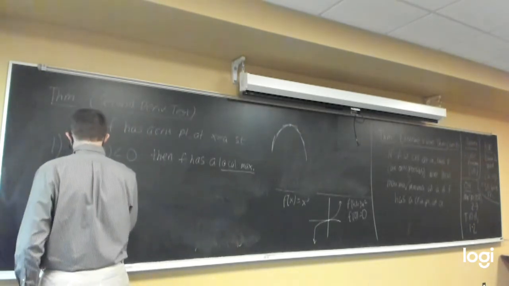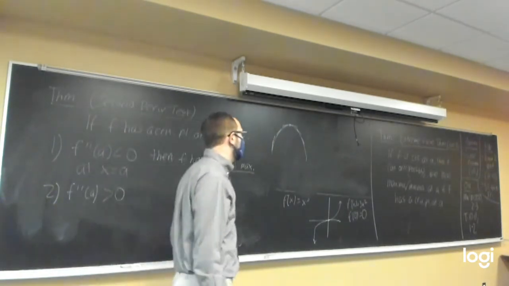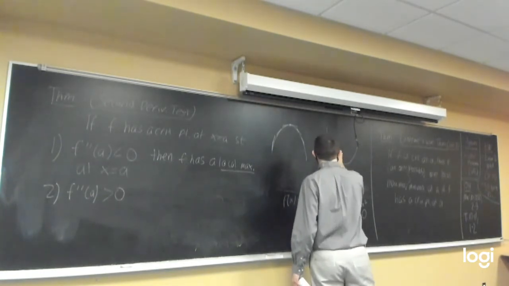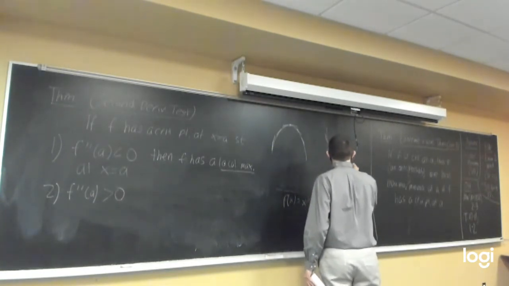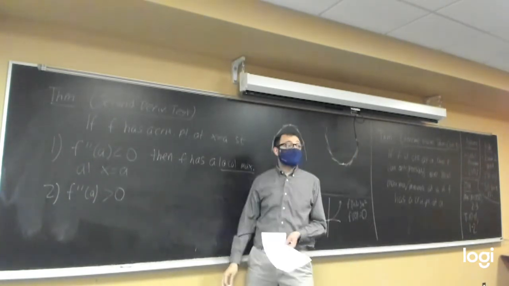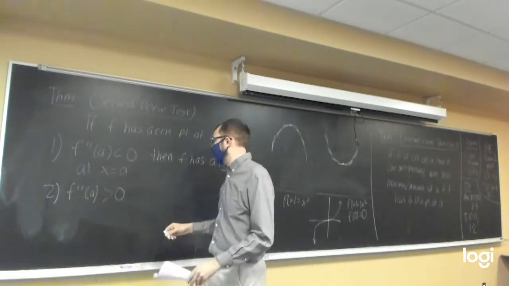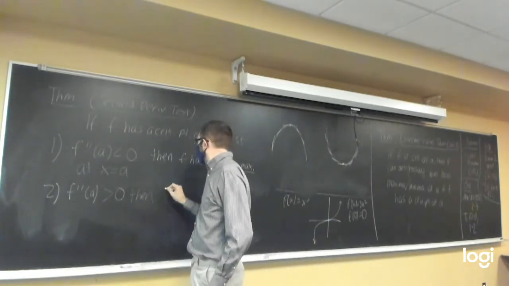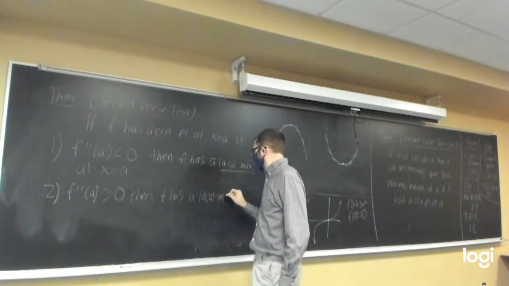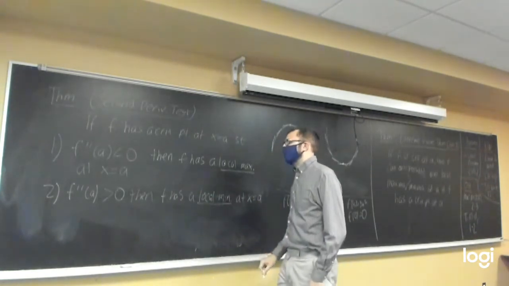And similarly, if we have a critical point where our second derivative is positive, meaning as we go from left to right, our slopes are going to become less and less negative, and eventually more and more positive, if we have a critical point where our function is concave up, where the second derivative is positive, then f is going to have a local minimum at x equals a.